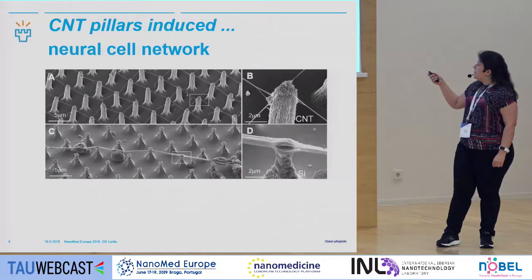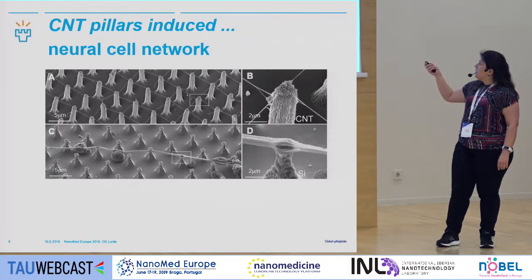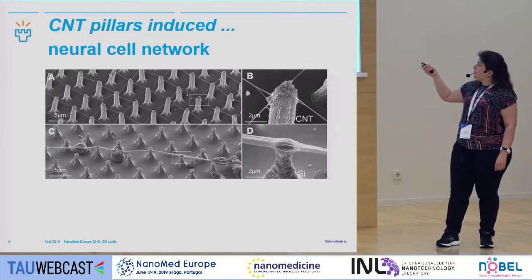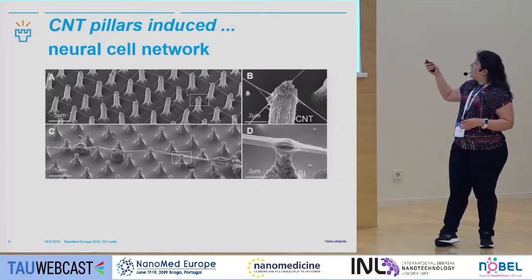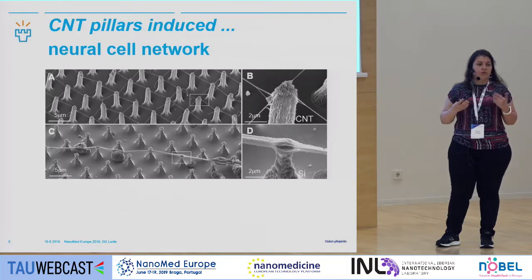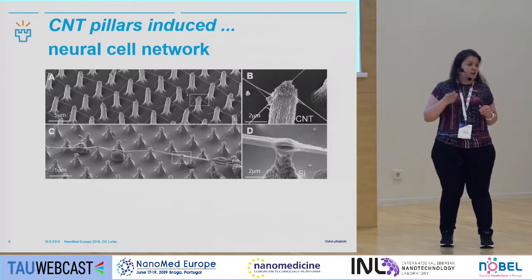The other interesting point is that on the silica pillar, where you don't have the nanostructure, the cells attach just by wrapping the pillar as a whole. But when you have the carbon nanotubes, you can see these interactions on the same nanoscale between the cell component and the carbon nanotubes.